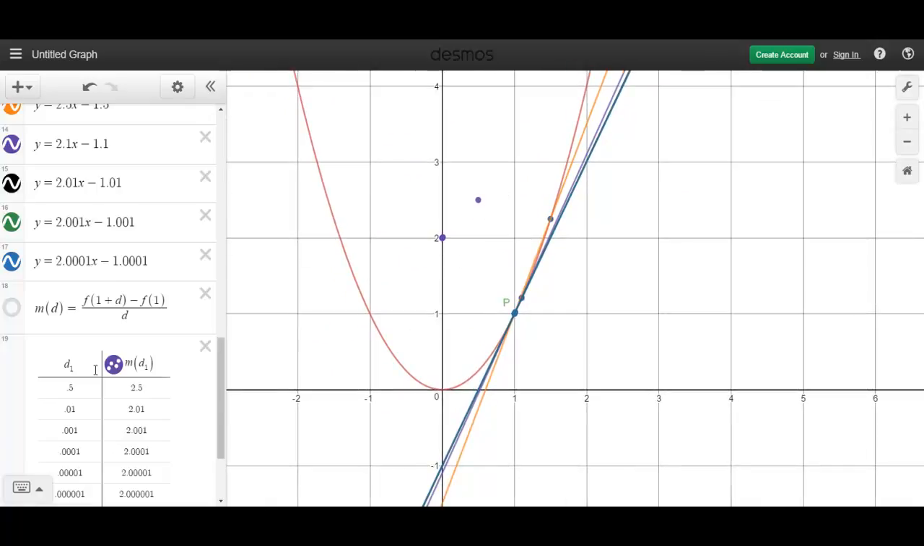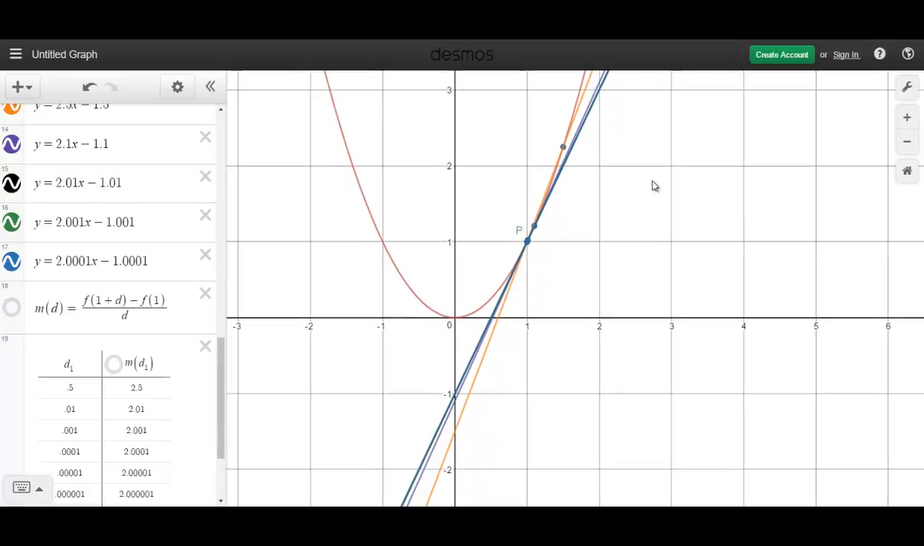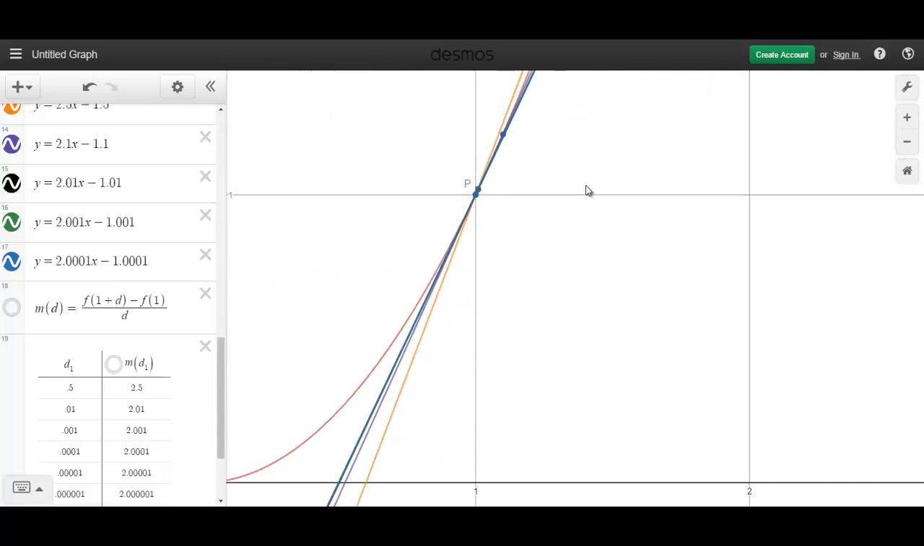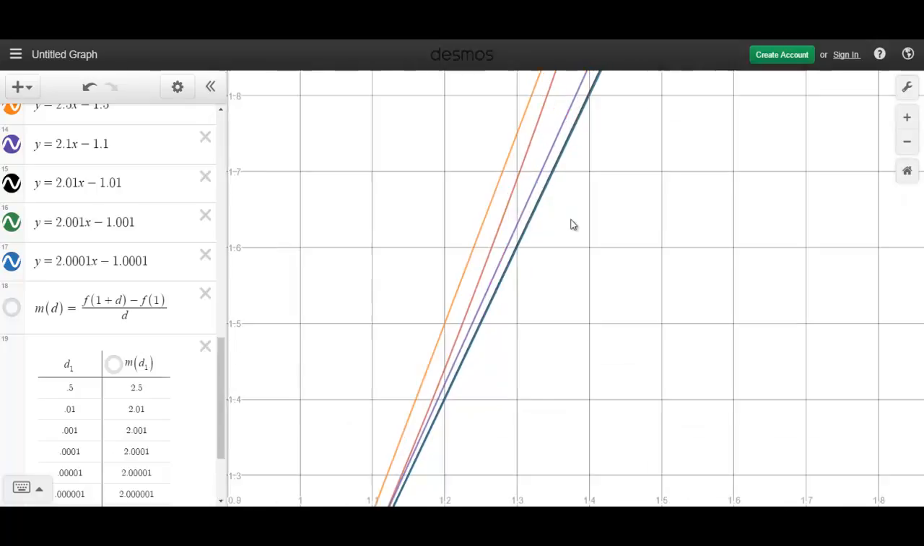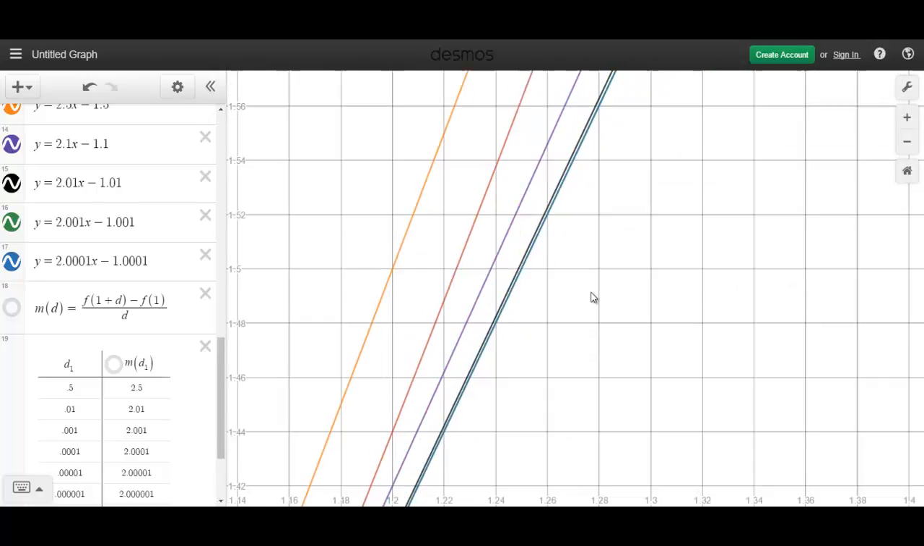Oh, I should turn those points off. These points right here are meaningless. Let's forget about those. Okay, well, they're not meaningless. I don't want them in this context. So again, if we zoom in, we can see all those different secant lines. We have to zoom in really far, though.